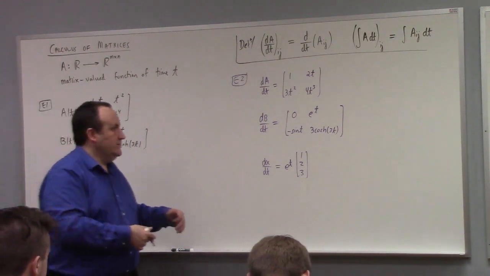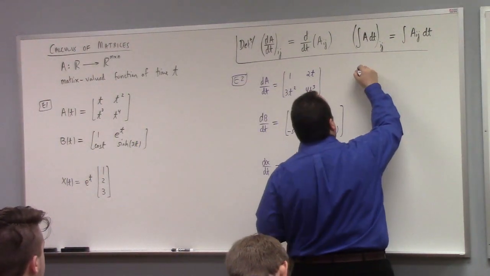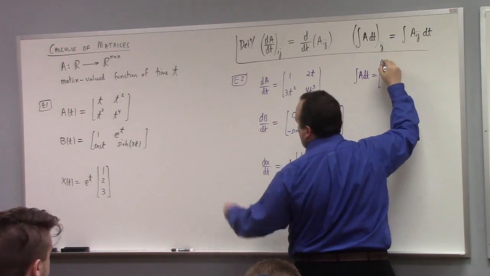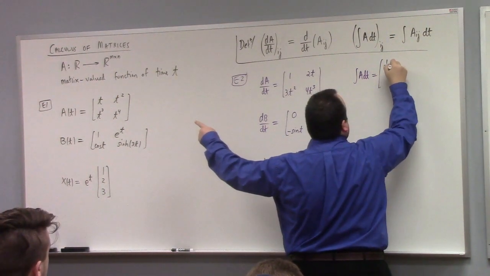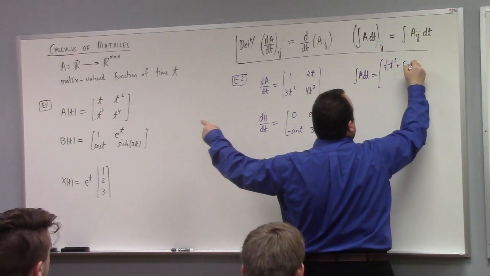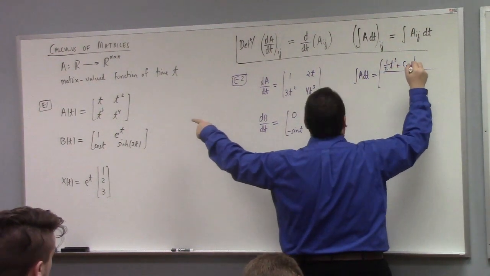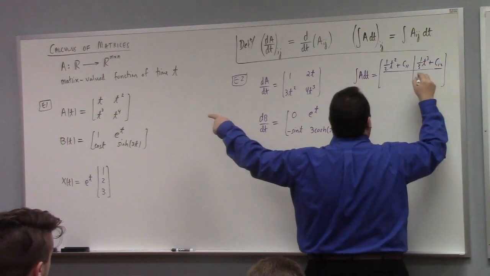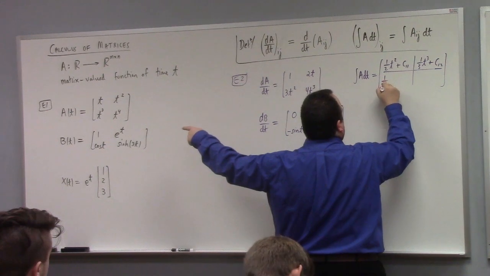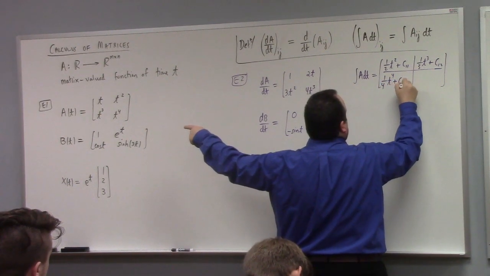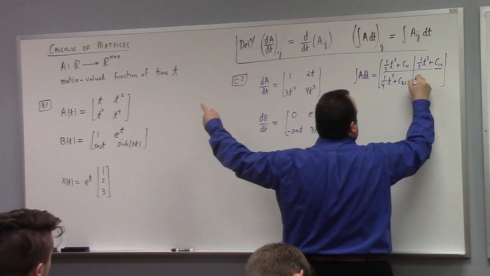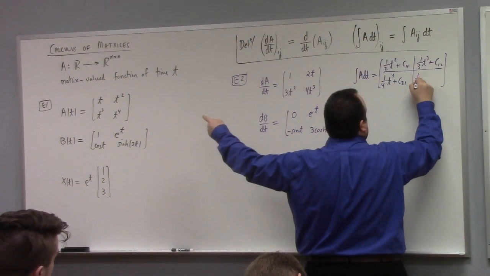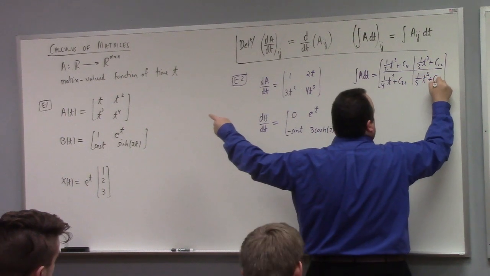All right, let's integrate. The integral of A dt would be like, let's see here, 1/2 t squared plus, let's say, c11, 1/3 t cubed plus c12, and 1/4 t to the 4th plus c21. You don't have to use the notation that I'm using for the constants. It's just organized, 1/5 t to the 5th plus c22. All right, there you go.